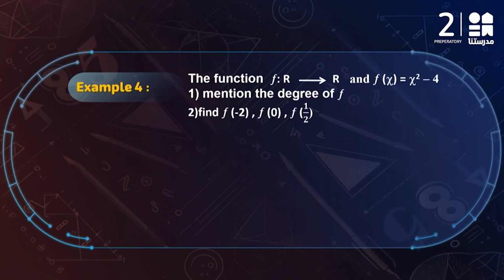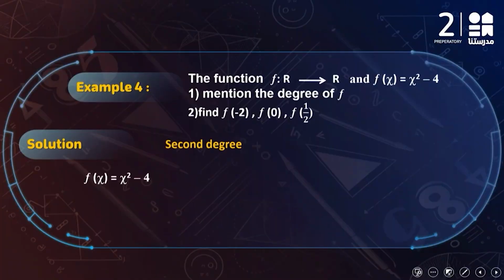This is the previous example. We will find the degree. The degree will be of what? It will be of second degree, because here we have the second power of x. Then you will find f of negative 2, f of 0, and f of half by replacing x by negative 2, by 0, and by half.